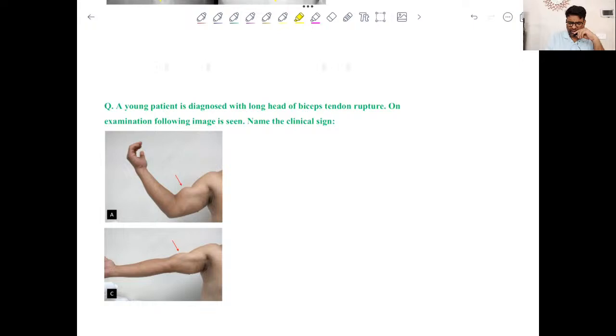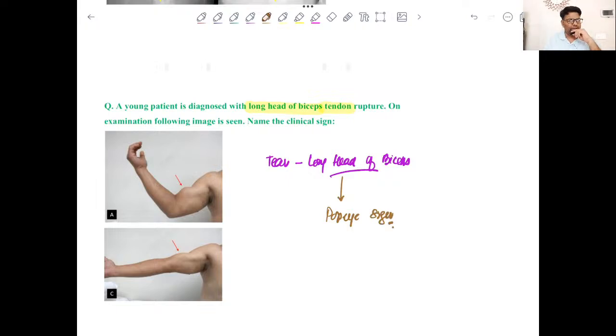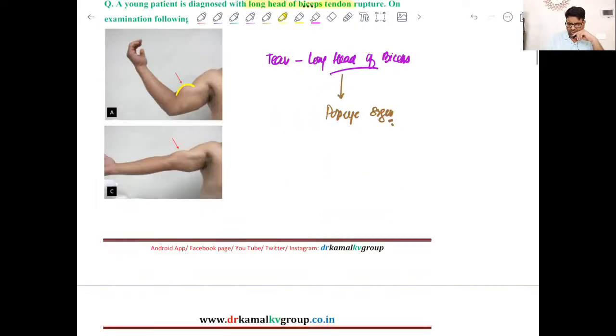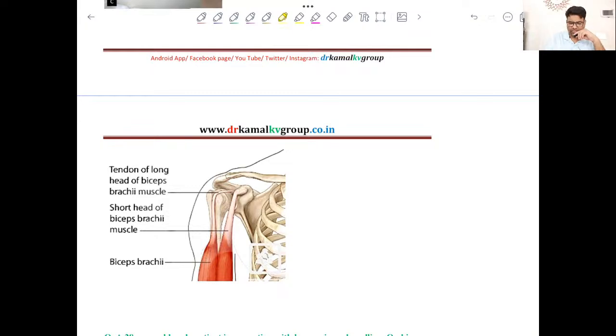Now, a patient was having rupture of the long head of biceps tendon. Now, which clinical sign is this? I think everyone can answer this. This tear or rupture of the long head of biceps gives which sign? Popeye sign. Very good. Yes Pragati, absolutely right. So this is related to one cartoon character, a sailor who has this kind of prominent biceps. So it is something like this, and this is because of the tear of the long head of biceps, right?